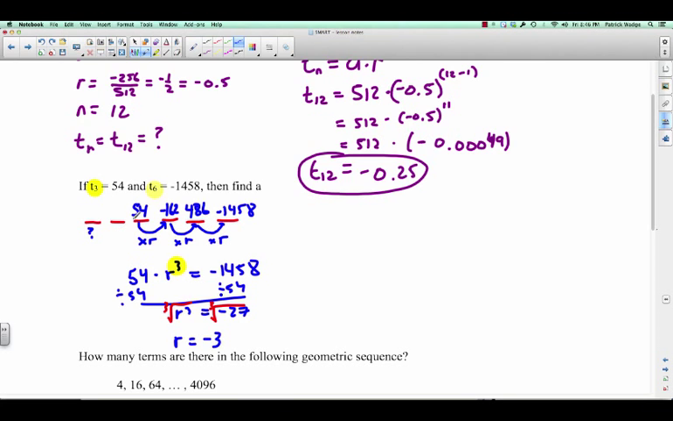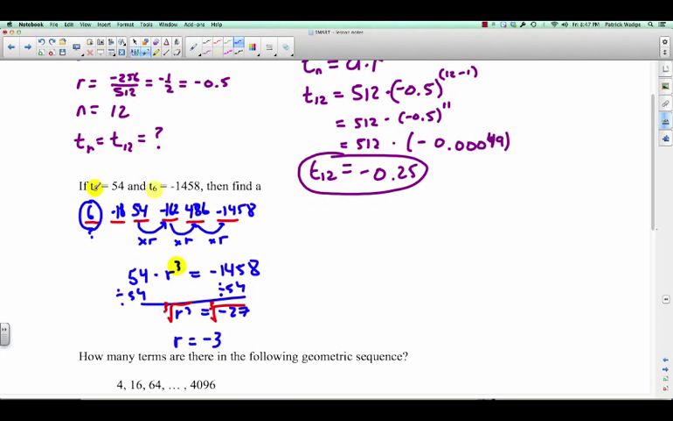Okay, what if we wanted to go the other way? Instead of multiplying by negative 3, multiplying by negative 3, we could divide by negative 3, divide by negative 3. So 54 divided by negative 3 is negative 18. And negative 18 divided by negative 3 is positive 6. That's the answer. That's what A is.